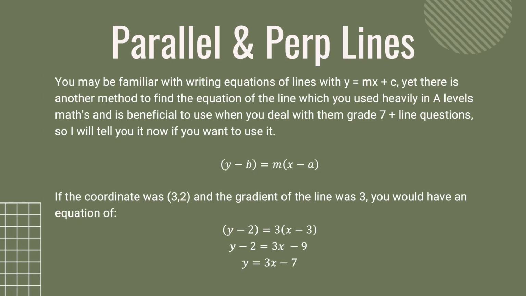Now, you will be familiar with writing equations of lines with y equals mx plus c. Yet there is another method to find the equation of a line which is used heavily in A-level maths and is beneficial to use if you're dealing with grade 7 or above questions. So I will tell you about it if you want to use it. It is y minus b equals m bracket x minus a. This is used heavily in A-level maths because you kind of get told to forget y equals mx plus c. You just get told to use this.